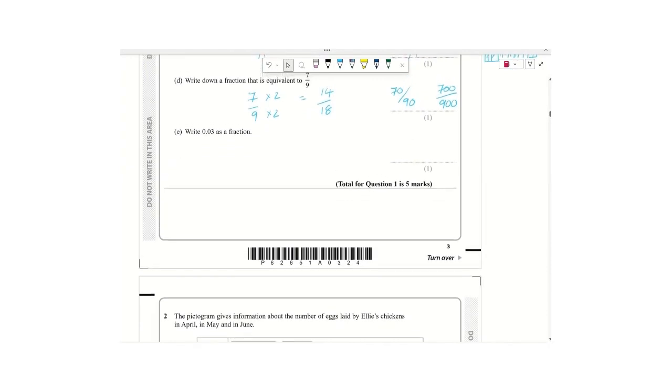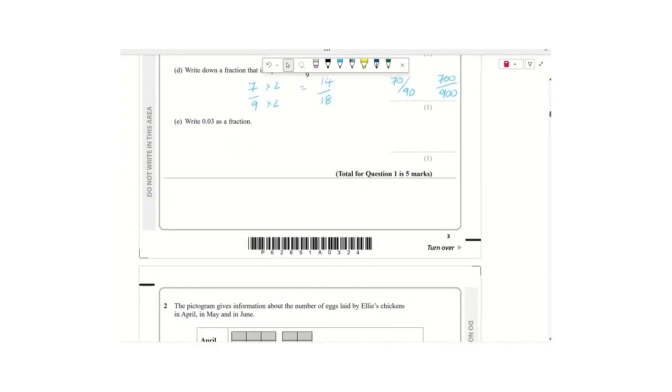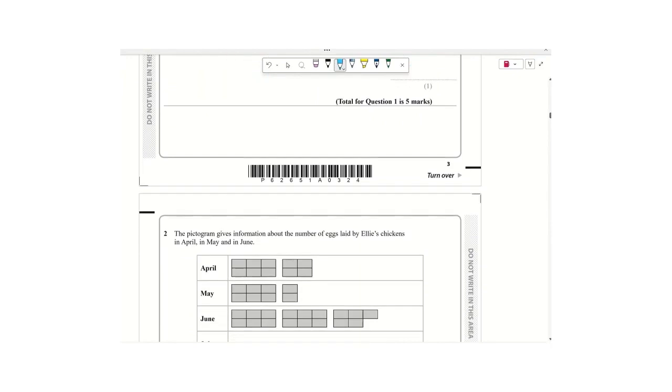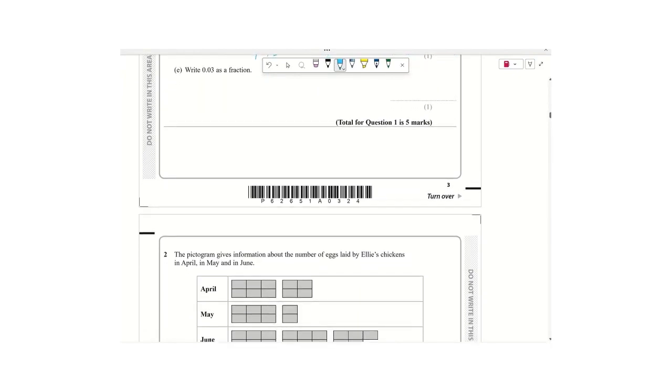0.03 as a fraction. Again, you can pop it into your calculator and it will give you the answer. But if you go back to what your columns mean, then this column is our tenths column and this is our hundredths. So we've got a 3 in the hundredths column. So we have 3 hundredths. And that doesn't simplify. And again, you could pop it in your calculator to check.